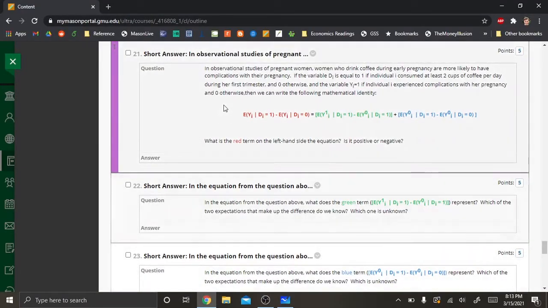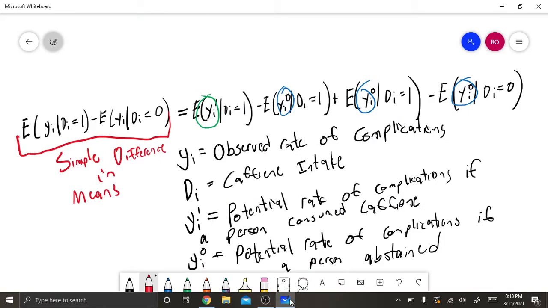And the question tells us that in observational studies, complications are higher among people who drink caffeine. So we know that this is positive. All right, so that's question 1. You need to say this is the simple difference in means and it's positive. Remember, a couple of people said it's a causal effect. Remember, this is just what we're observing. The whole point of this equation is to tell us that this is not necessarily equal to a causal effect.